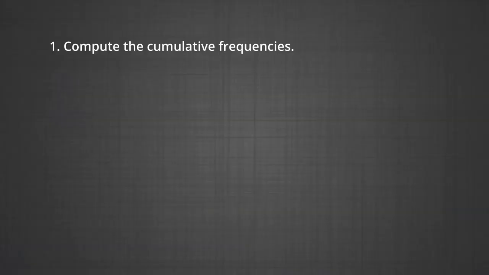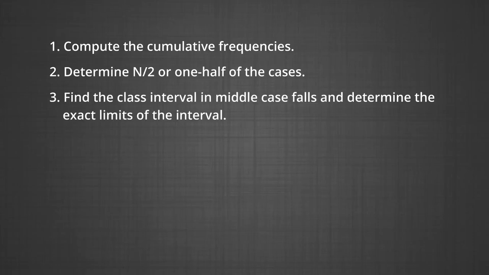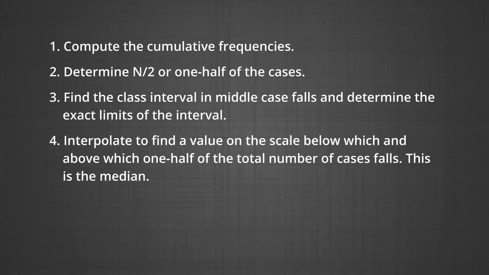The formula and the calculations shown in the table are quite easy, and the student can follow the same with convenience. However, the steps mentioned above are summarized below. Number 1, compute the cumulative frequencies. Number 2, determine n upon 2 or one half of the cases. Number 3, find the class interval in which the middle case falls and determine the exact limits of the interval. Number 4, interpolate to find a value on the scale below which and above which one half of the total number of cases falls. This is the median.